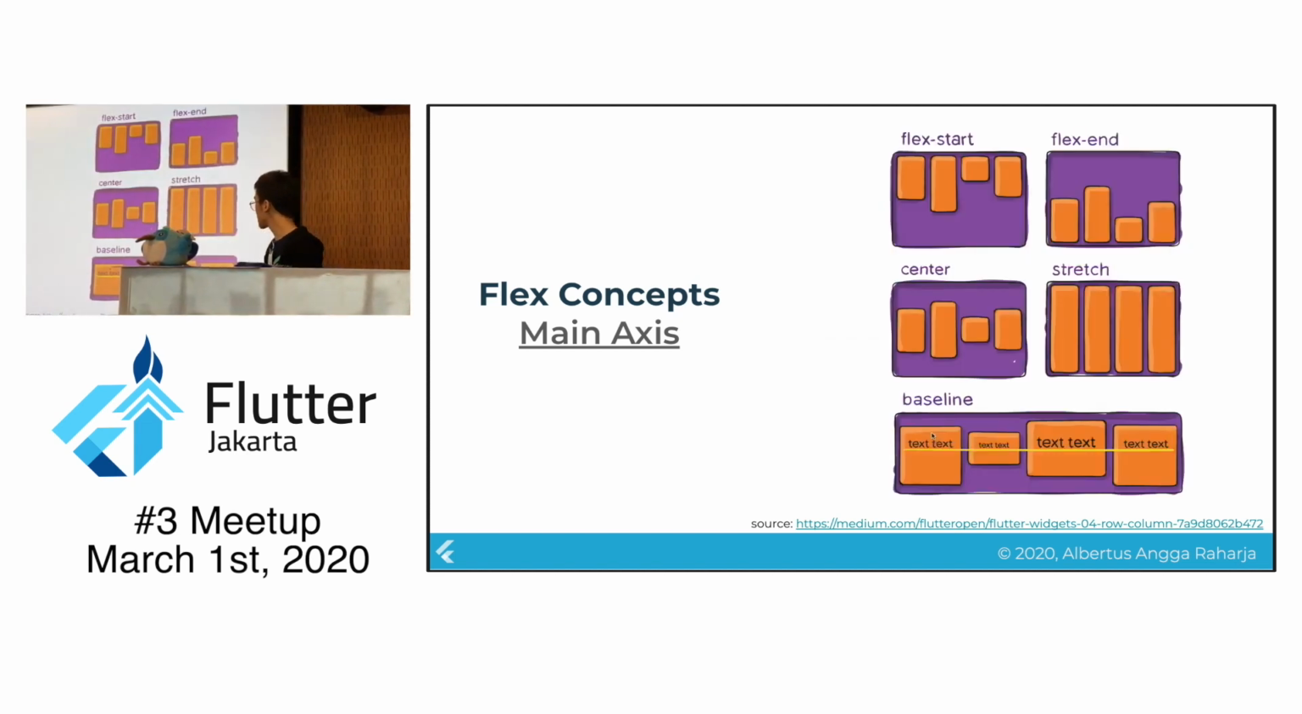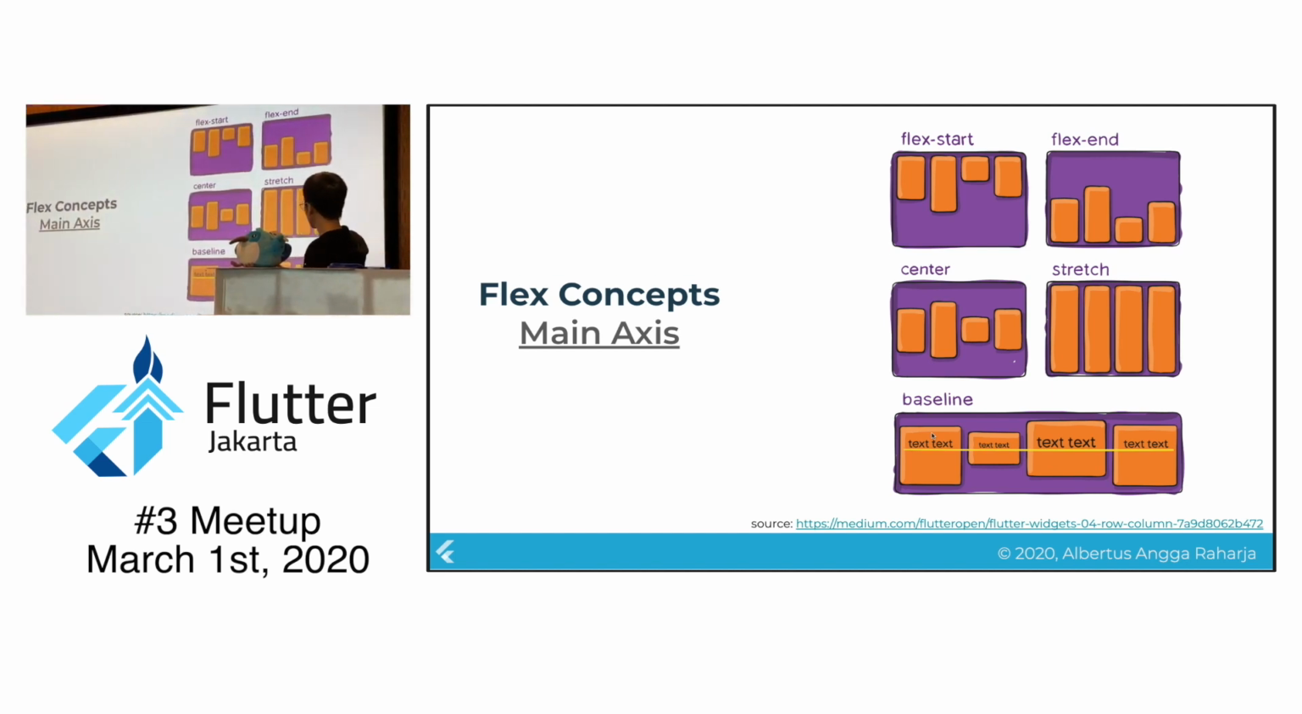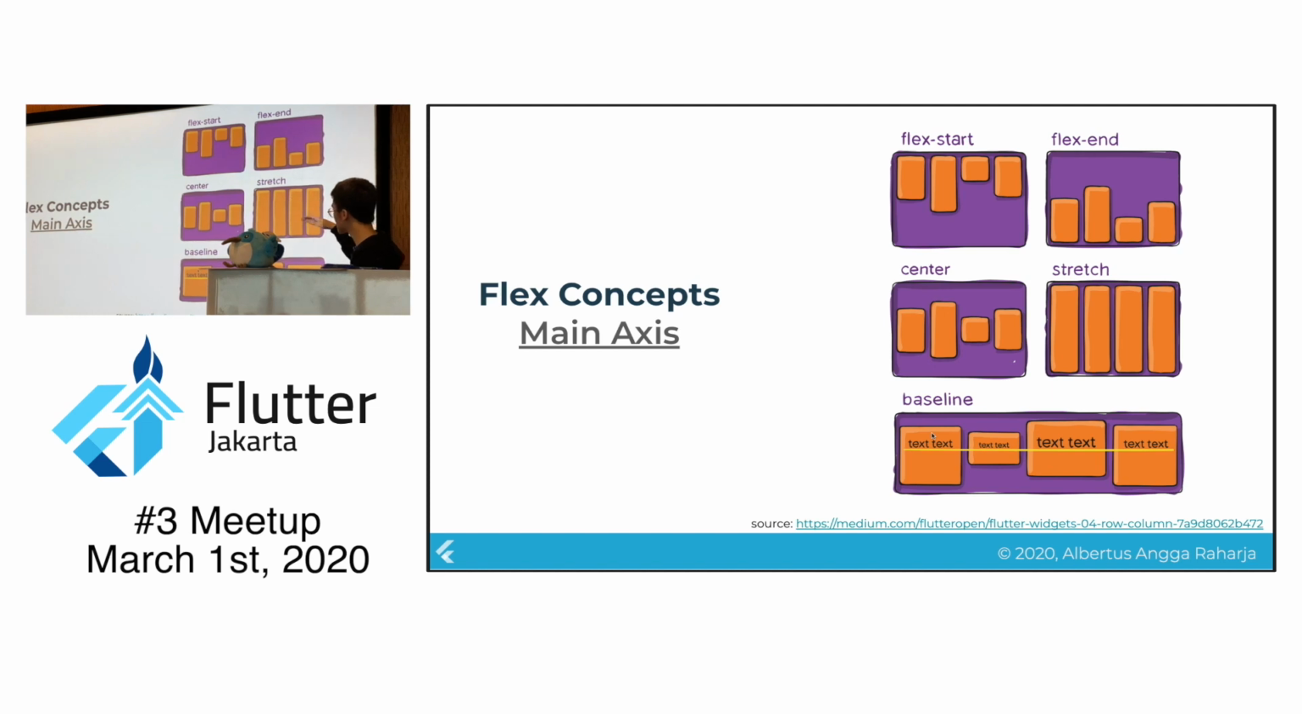Sorry, this should be cross-axis. About cross-axis, it should be start, end, center, stretch, and baseline. So it's just the same, but if you are laying out horizontally with row, the main axis will specify the horizontal direction. The cross-axis, if you're using row, will specify the vertical direction. We will cover these topics more in the demo. So if you don't really understand it right now, it's okay.